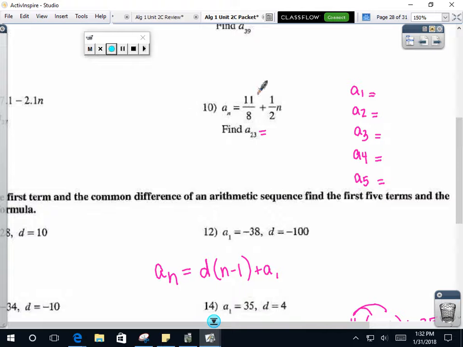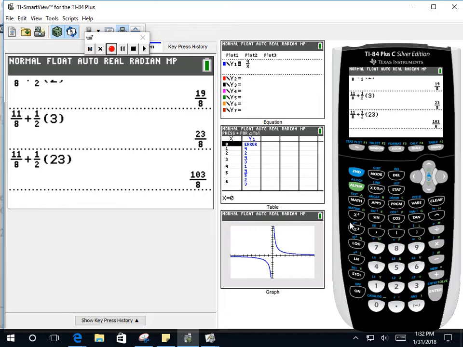Okay, for number 10, though, they didn't give you a list of numbers. You don't have to find out the first term, well, in a minute we will, but you don't have to find out the common difference because that number beside the n is your common difference. You're adding 1/2 every time. But to figure out the first term, you're going to need to take the n and replace it with a 1. Okay, so let's talk about what that will look like typed in your calculator.